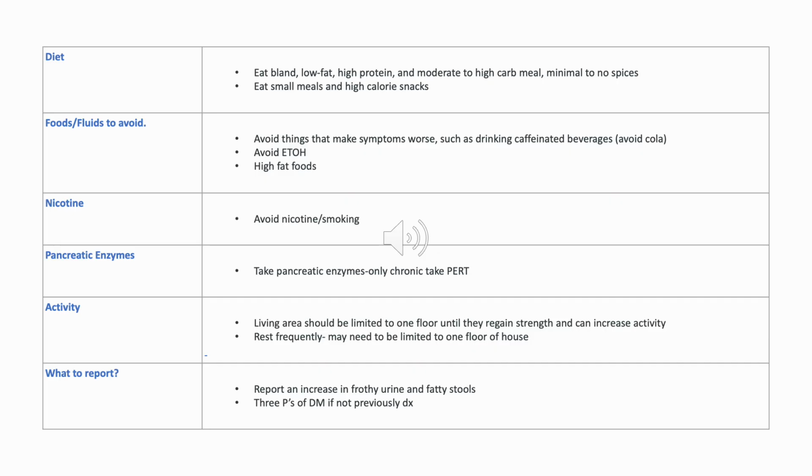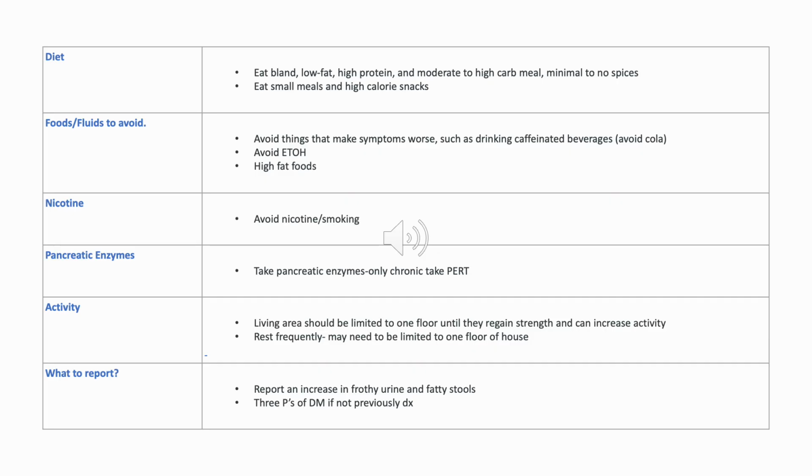Pancreatic enzymes, they have to take that with all meals and snacks and follow with a glass of water. Living area: if somebody's going home from the hospital with acute pancreatitis or chronic pancreatitis, ask about stairs in the house because they really need to be limited to one area, and they're going to need a bedside commode if they have steatorrhea.